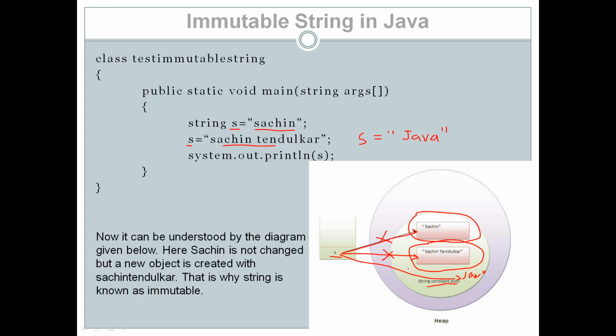Now looking at this, you will get to know that every time we try to modify a string, it is creating a new object, and that is why strings are called immutable, unchangeable. The original object's content is not changed. Okay, I hope you understood what is an immutable string, that is, unchangeable strings.